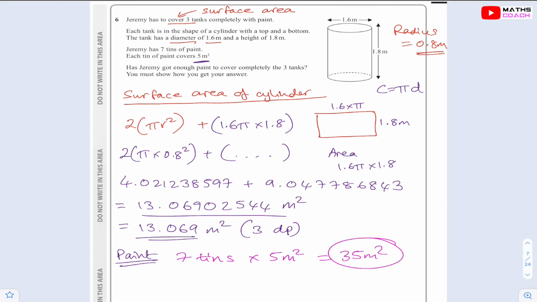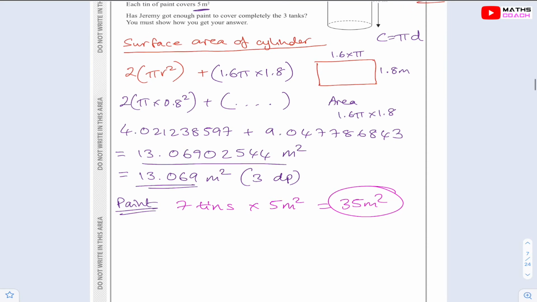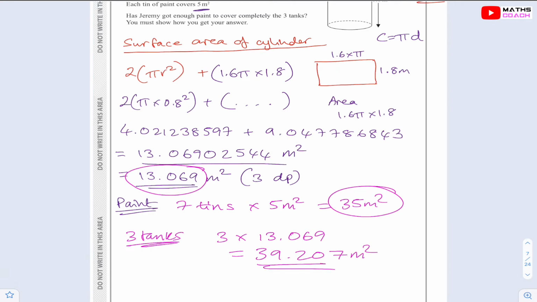He needs to cover 3 of these cylinder tanks. So 3 of 13.069. So therefore 3 tanks is 3 times 13.069, and that gives us 39.207 meters squared. This is what he needs to cover. As you can see, he does not have enough paint, so therefore he's short of paint by, you can work out the difference, which is 4.207 meters squared. So the answer is no, he does not have enough paint.